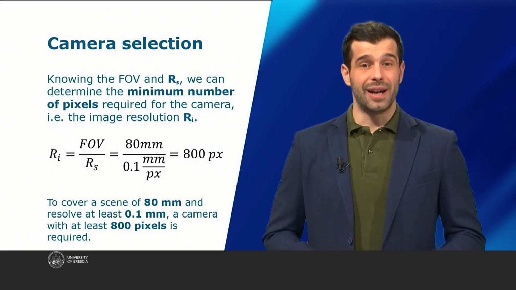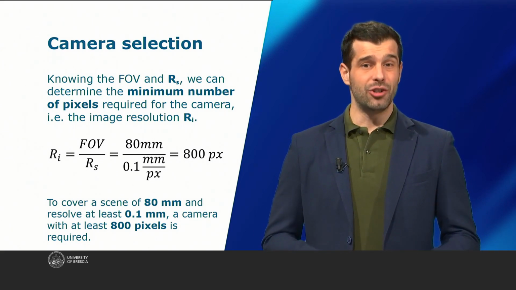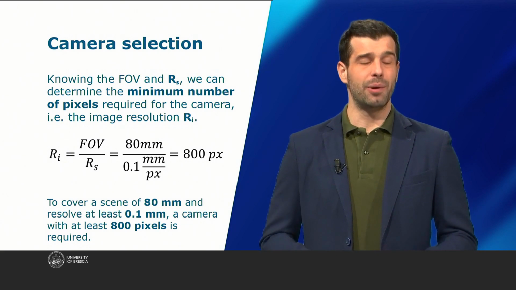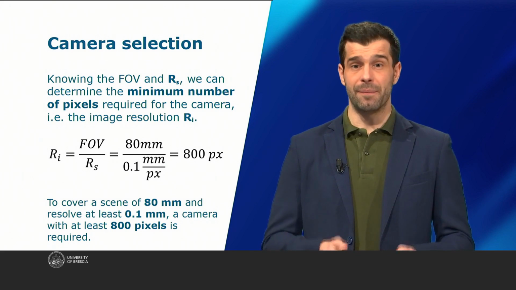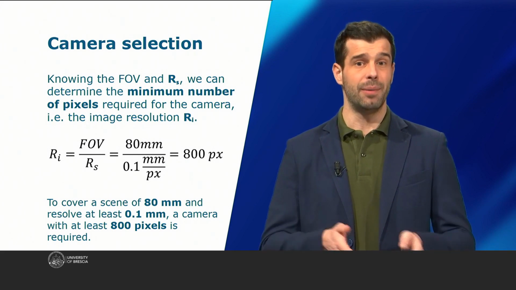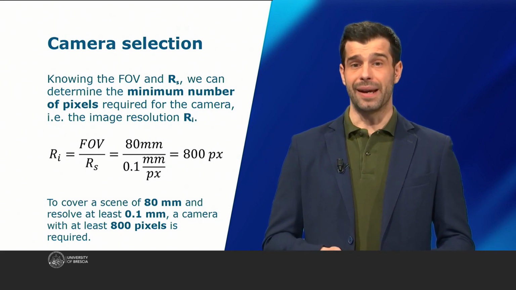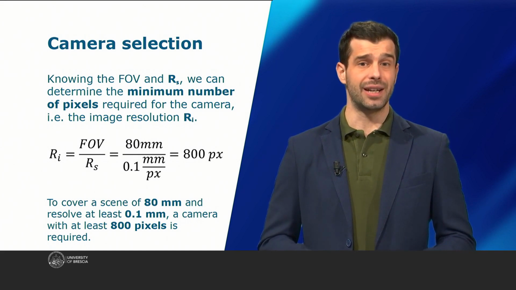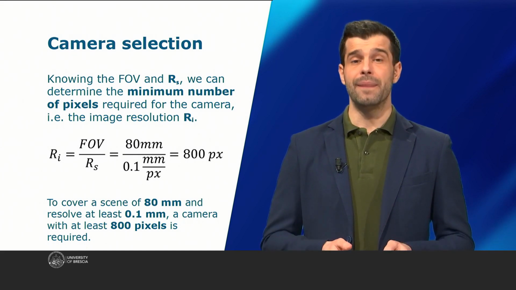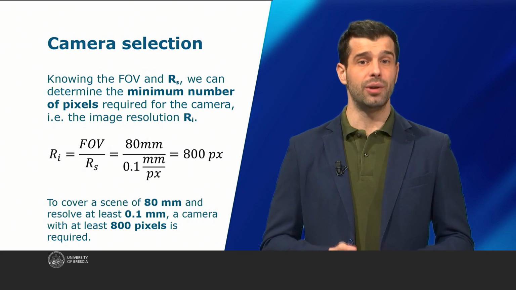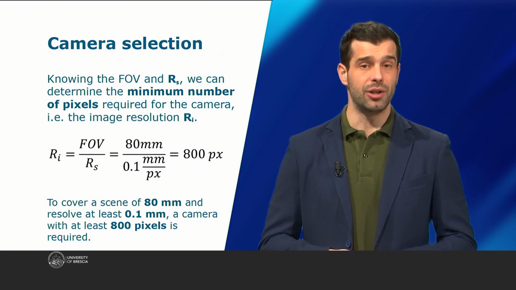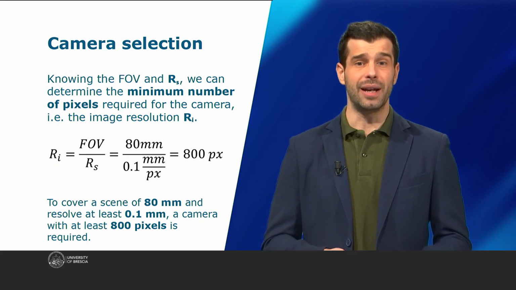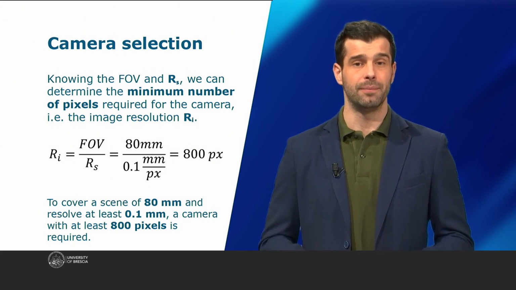Knowing the FOV and the spatial resolution, we can determine the minimum number of pixels the camera must have, that is, its image resolution Ri, simply by dividing the FOV by the RS. In this case, the Ri comes out to 800 pixels. This means that if I want a field of view of 80 millimeters with a spatial resolution of 0.1 millimeters, I'll have to choose a camera with at least 800 pixels.